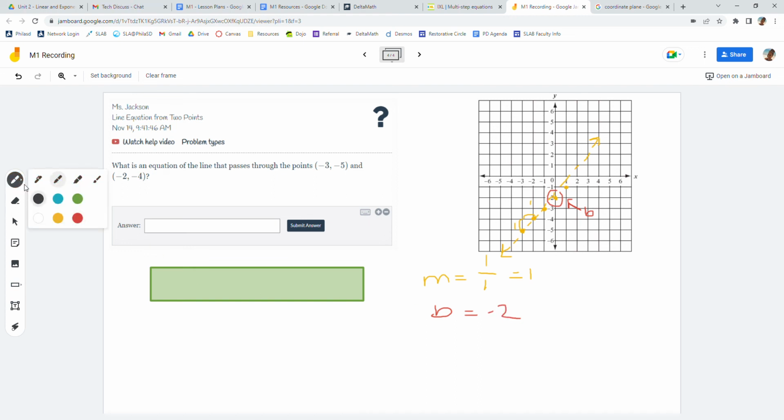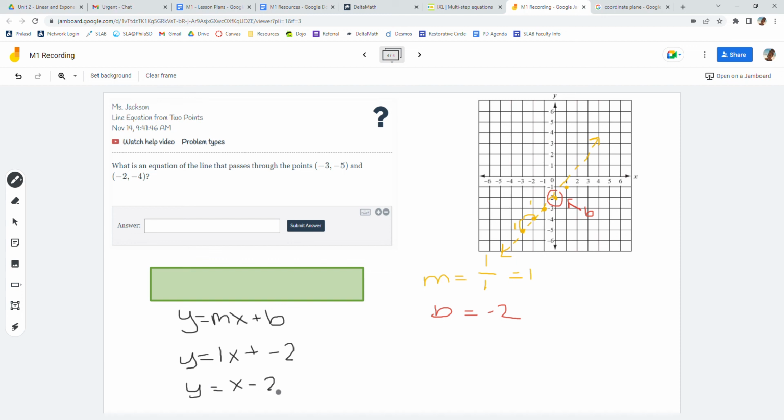So again, I'm just going to start by writing the equation for a line since I know that this is a linear function. Y equals mx plus b. Our m, we said was 1, so y is equal to 1x plus our b, we said was -2. So we don't ever have to write 1x, we can just write that as x. And then we don't have to say plus -2, we can simplify that to -2. So the equation for this line that passes through these 2 points is y is equal to x minus 2 in simplest form. Double check.